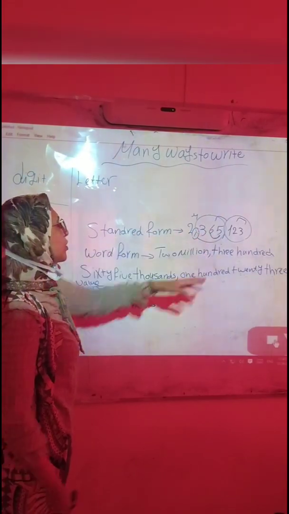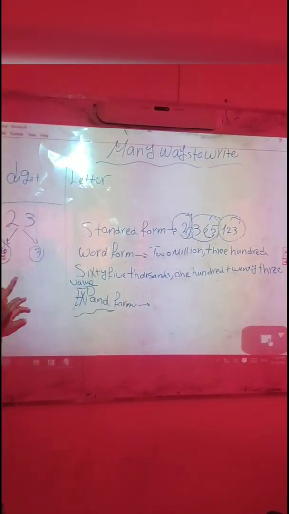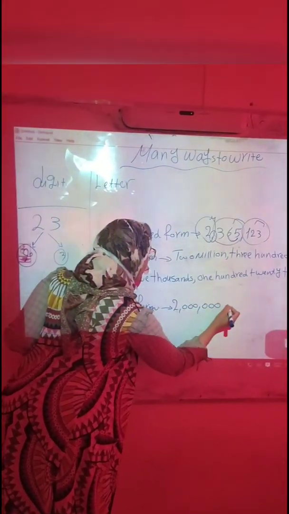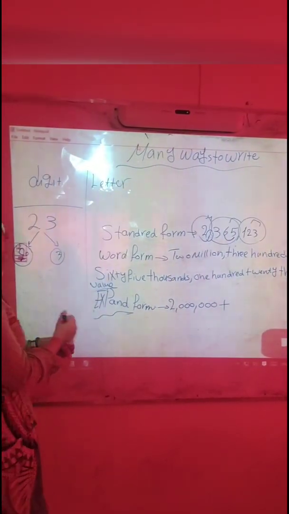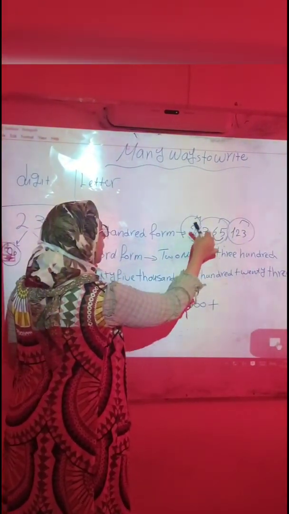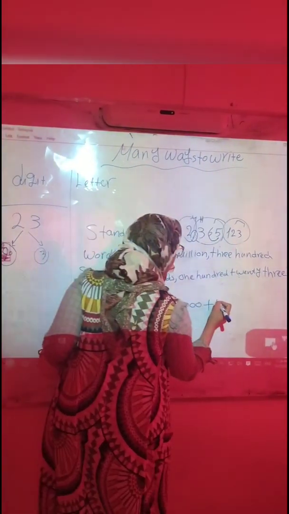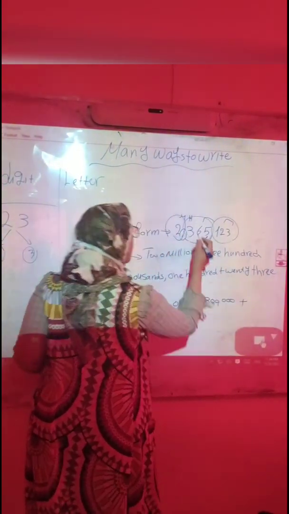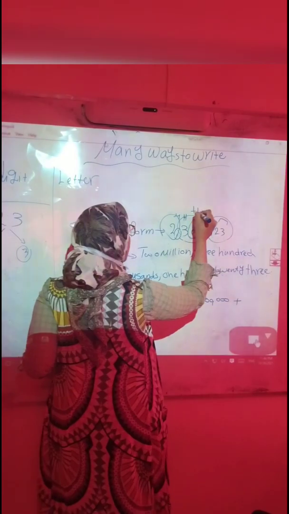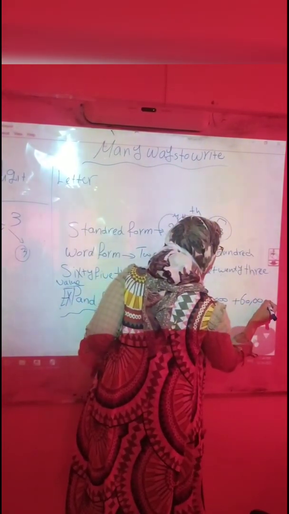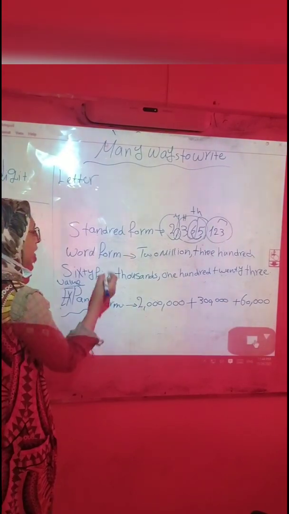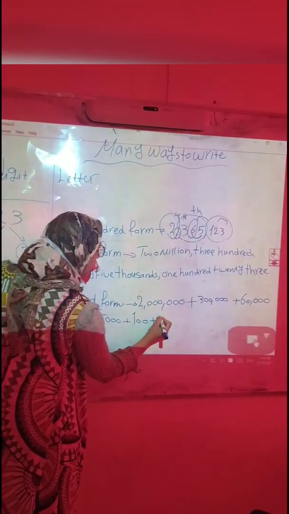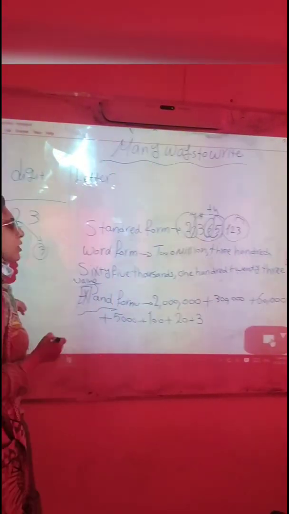Let's write the value of each number. Here, 2. What is the value of 2? It's 2 million. Plus, we collect the numbers together. Then this 3, in where? In the hundreds, so it's 300, hundred what? 100,000s. Plus, this is in tens, tens of what? Tens of thousand. So it's 60,000. Plus 5 in thousands. Plus 100. Plus 20. Plus 3.